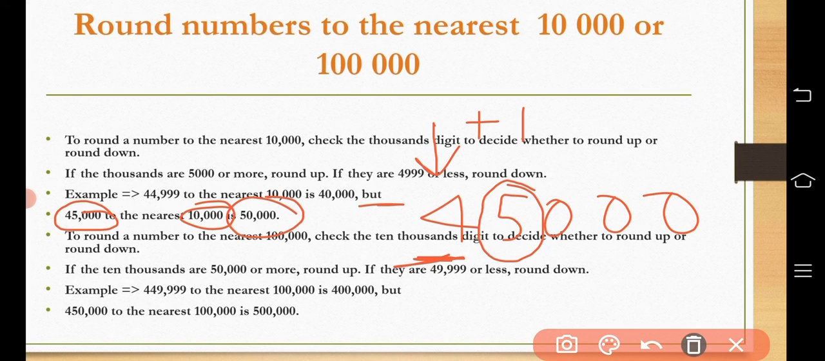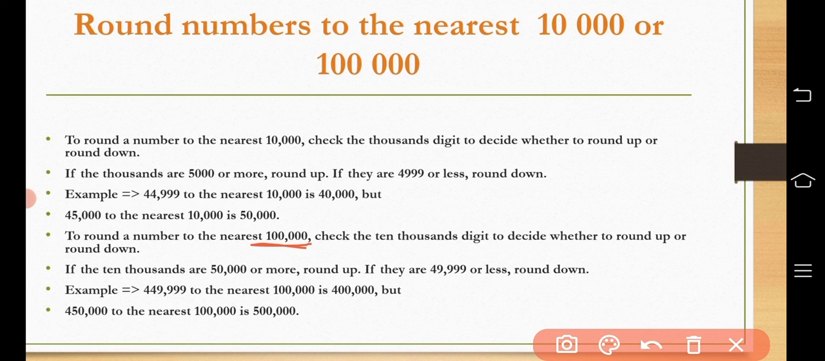Now move on to the next step. To round a number to the nearest 100,000, check the 10,000 digit to decide whether to round up or round down. If the 10,000s are 50,000 or more, round up. If they are 49,999 or less, round down. Here is an example. 449,999 to the nearest 100,000. Let's see how.